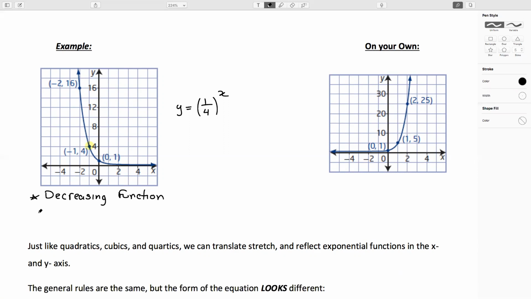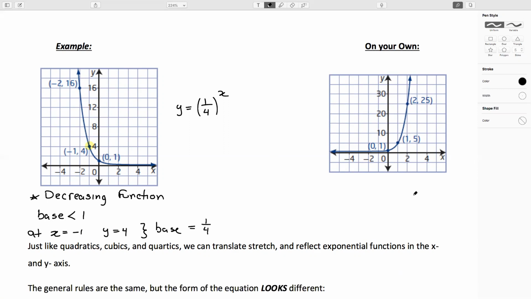That tells me that the base is less than 1. So if I go to x equals negative 1, at x equals negative 1, y equals 4. So the base is 1 over 4.